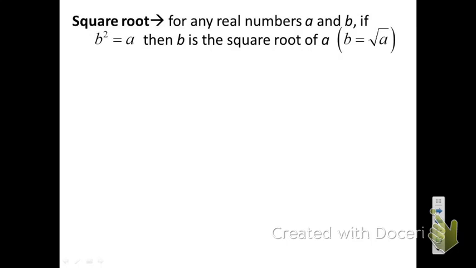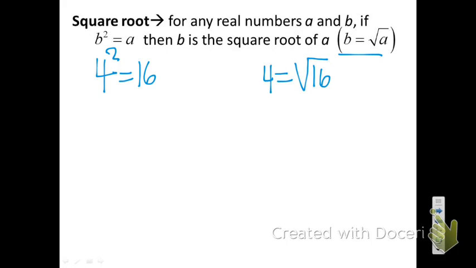So this says for any real numbers a and b, if b squared equals a, then b is the square root of a. So I showed an example. I said if you had 4 squared, this equals 16. So if I come over here, then this says 4 equals the square root of 16. Now, if there is not a number right here, we know that that is a 2.